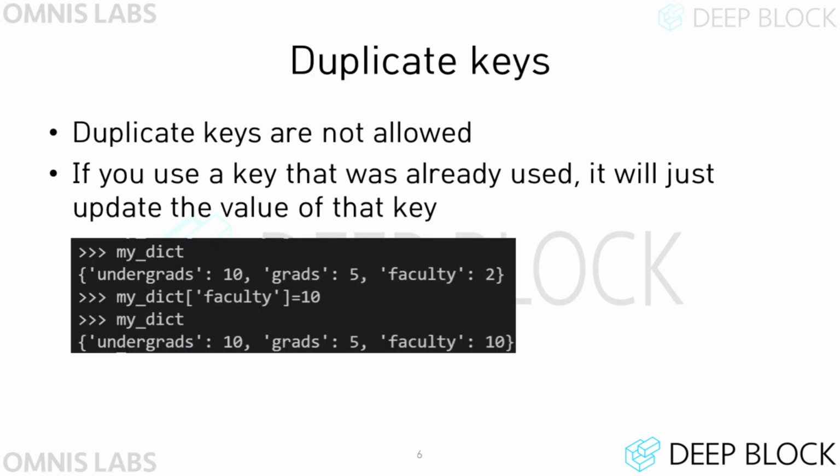A dictionary in Python cannot have multiple keys with the same value. If a key exists in a dictionary, adding a new value to the dictionary simply changes the value connected to that key. For example, when the value associated with the key faculty is 2, assigning 10 as the value of the faculty key will change the value of faculty to 10.